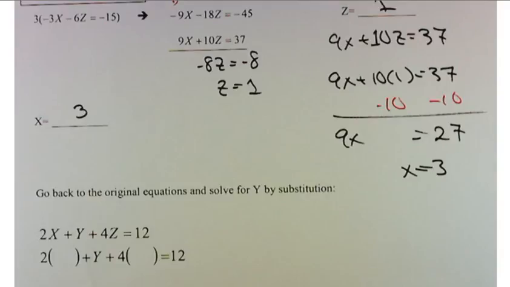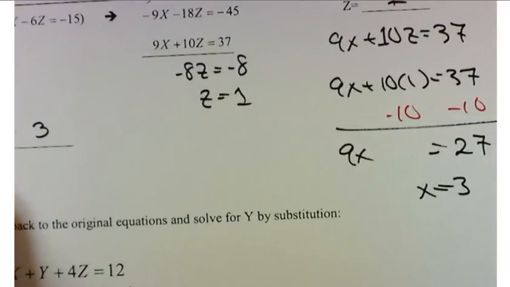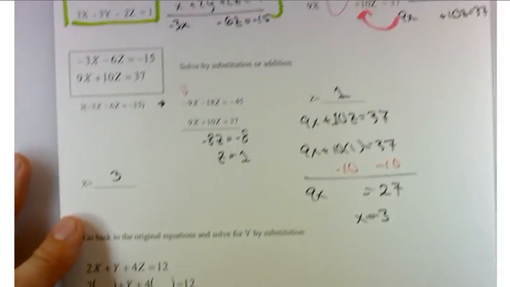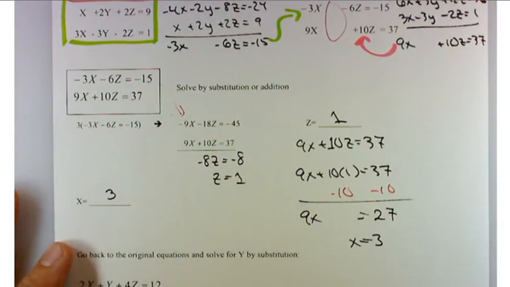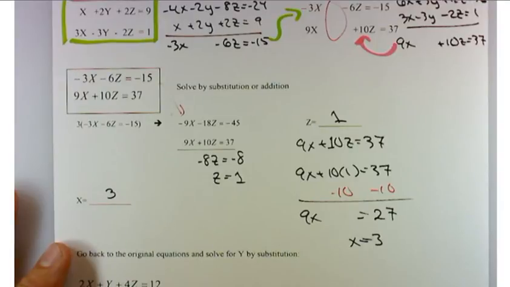Let me pause for a second here. Can you see the advantage that we gained when we got rid of the y from those two equations? What did that allow us to do? How did that help us?